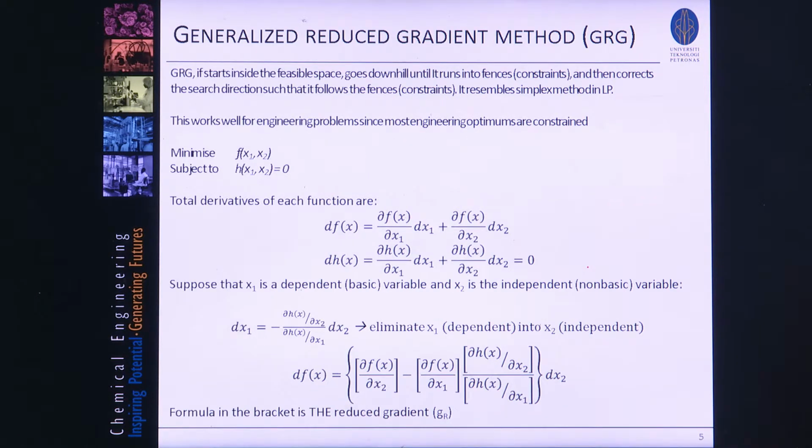So the GRG method is more like the simplex method in linear programming. It goes through the vertices of the constraint and then evaluates the objective function based on that. It also looks more like direct substitution, where if we substitute x1 equals something in x2, like in the previous case, that means we see x1 as a dependent variable of x2, and x2 then becomes the independent variable, or non-basic variable, which we can vary.